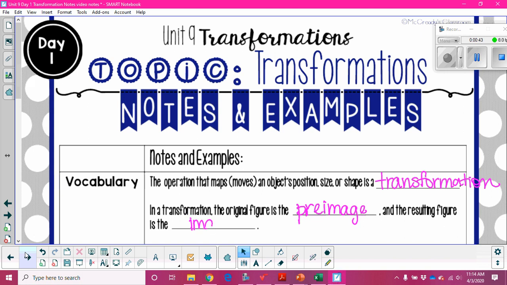Okay, so basically what you're going to do is you're going to be transforming these figures. You're going to either slide them, flip them, or turn them. And the first image that you have, your original one, is your pre-image. And from that, you're going to get your image.